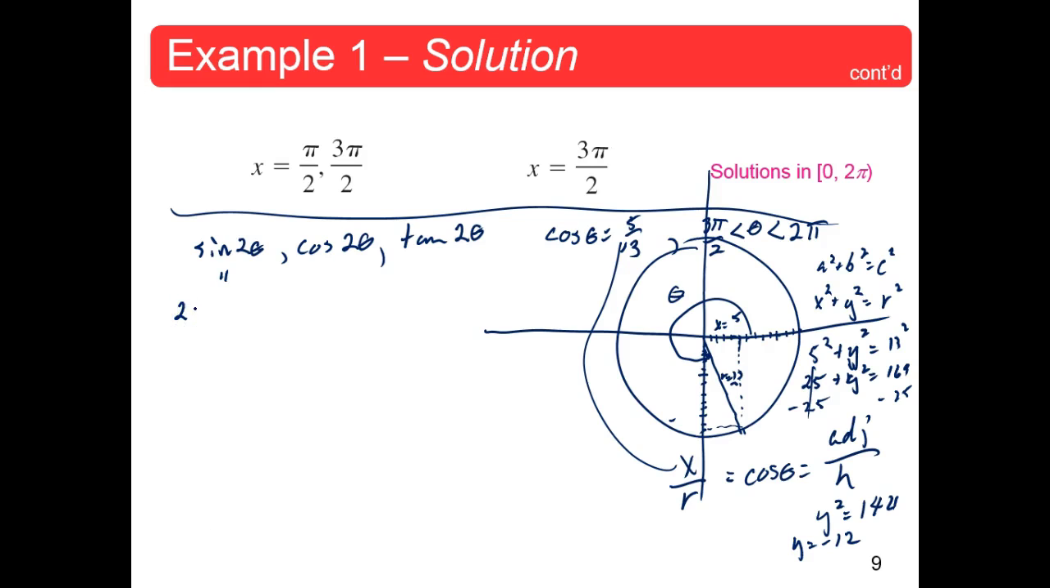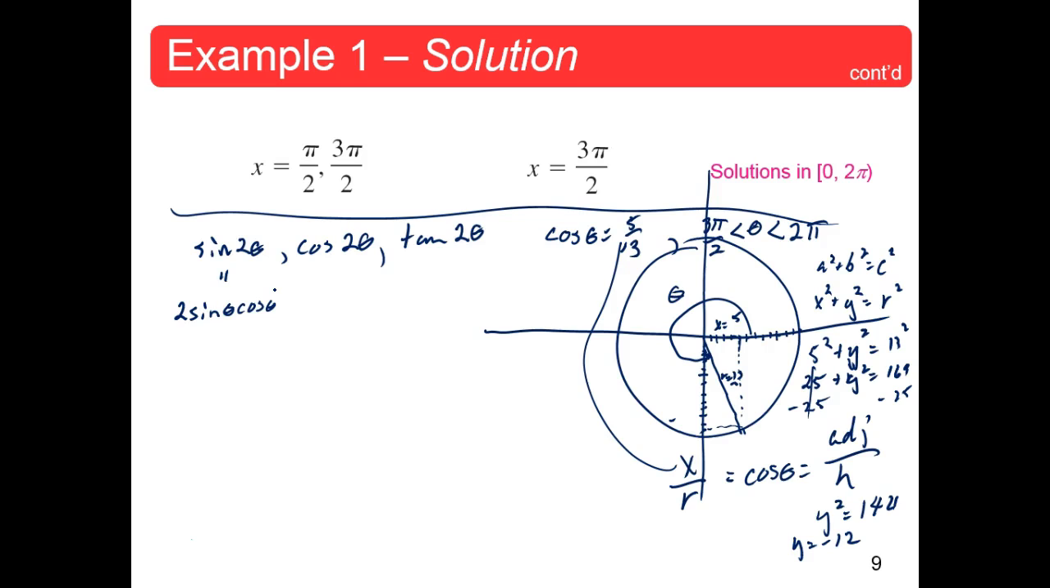Sine of 2u is 2 sine u cosine u, right? So sine of 2 theta would be 2 sine theta cosine theta, right? Got it? No, I don't get that part.